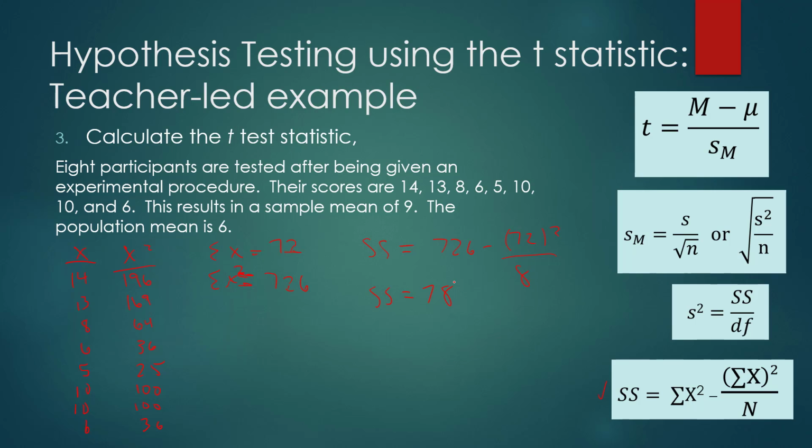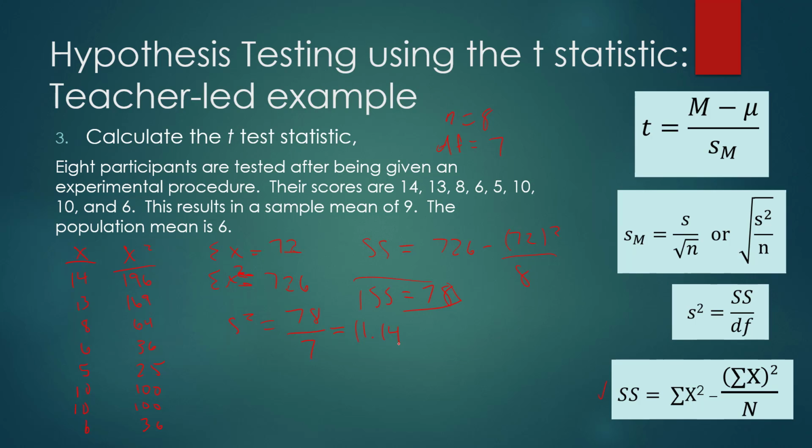So then I'm going to plug that into my variance formula. So my variance formula is S squared equals our SS, which is this value, 78, over. Now I need to use my degrees of freedom. So if n equals 8, my degrees of freedom are going to be 7. So over 7, so my variance is 11.14.